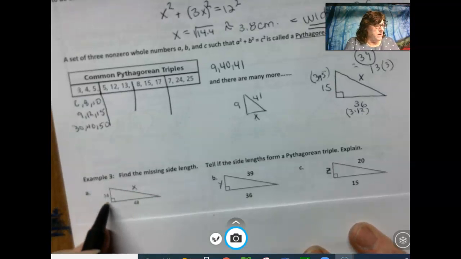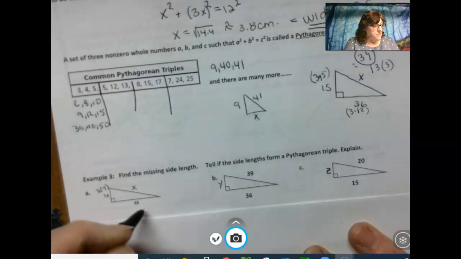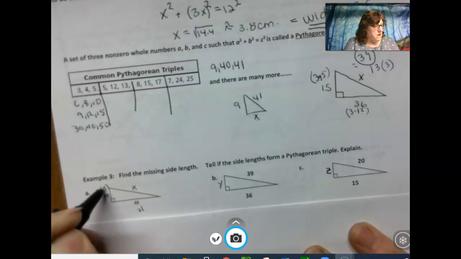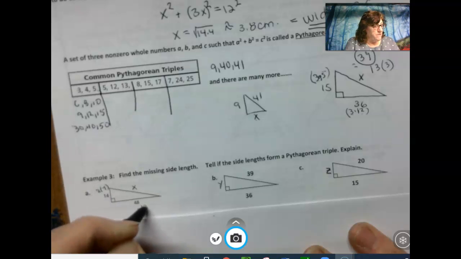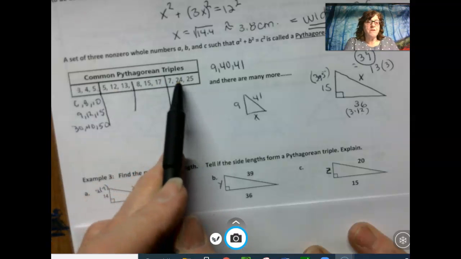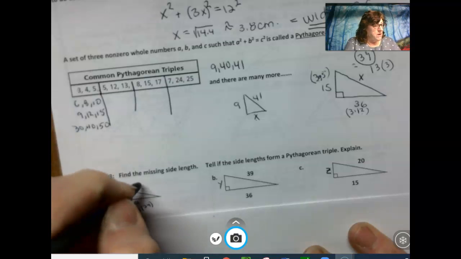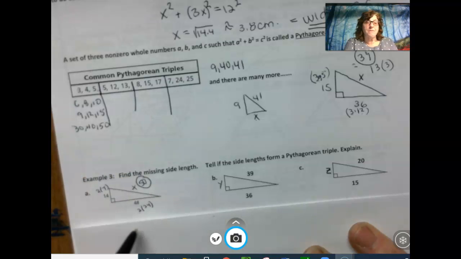So for the first one, do you notice that this would be 2 times 7? This would be 2 times 24? And is there up here in my list 7, 24, 25? So if I multiply this by 2, my answer is 50. So this is a Pythagorean triple.